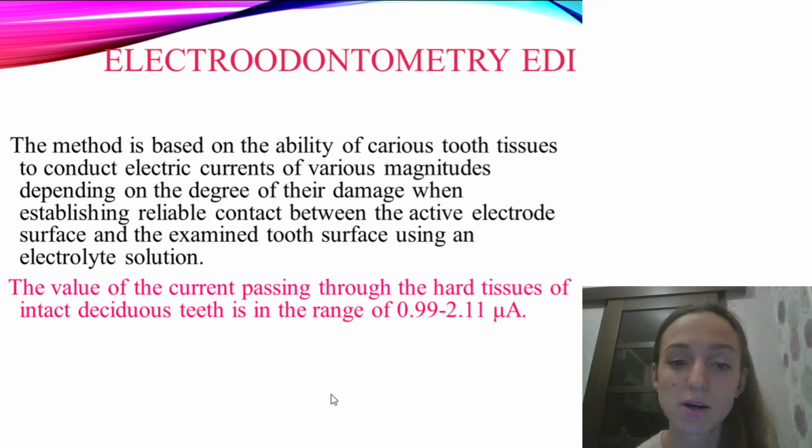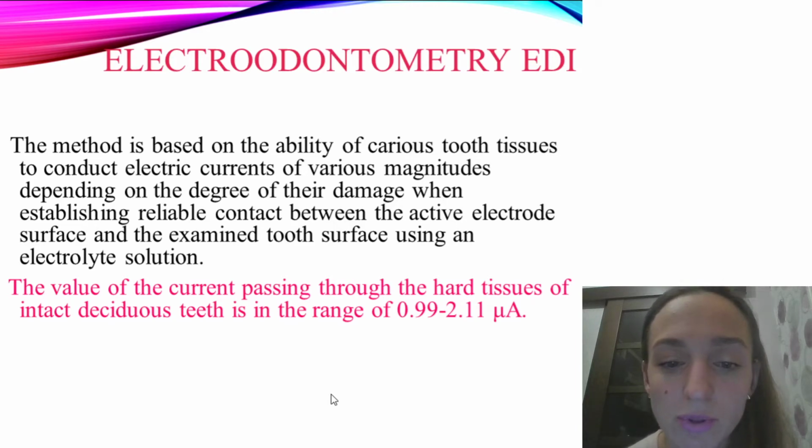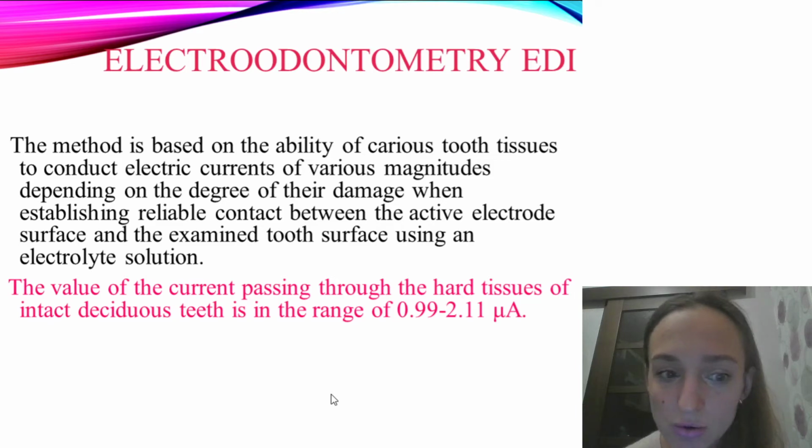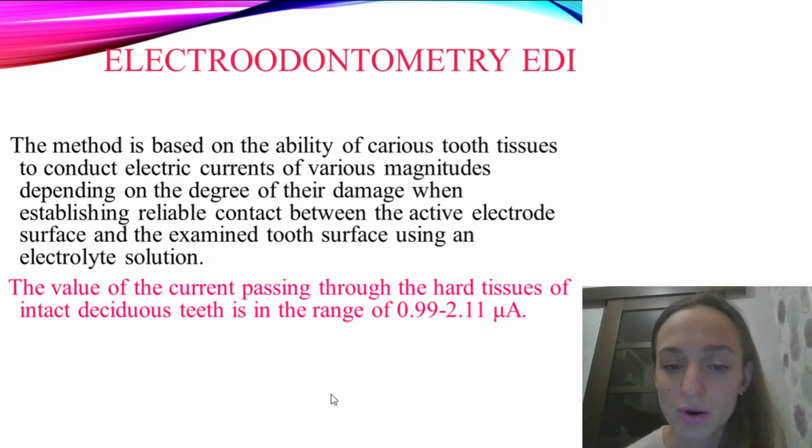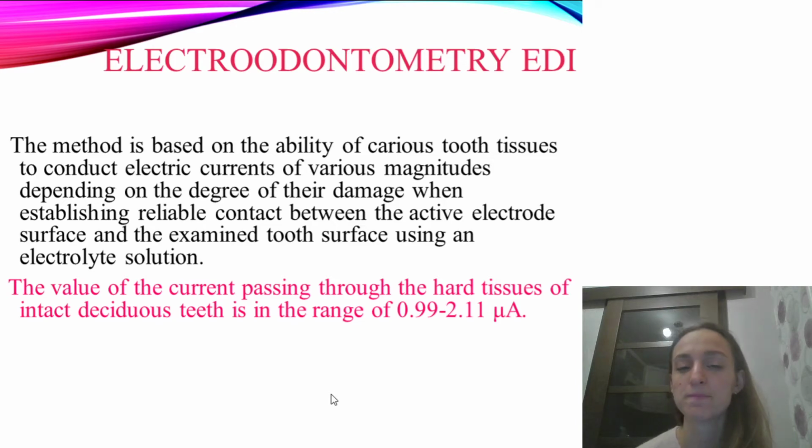Electrodontometry. The method is based on the ability of carious tooth tissues to conduct electric current of various magnitudes depending on the degree of their damage, when establishing a reliable contact between the active electrode surface and the examined tooth surface using an electrolyte solution. The value of the current passing through the hard tissue of an intact deciduous tooth is in the range of 0.99 to 211 milliamperes.